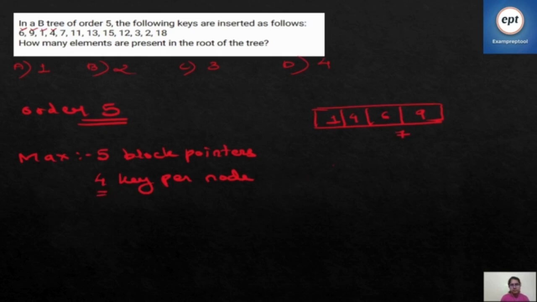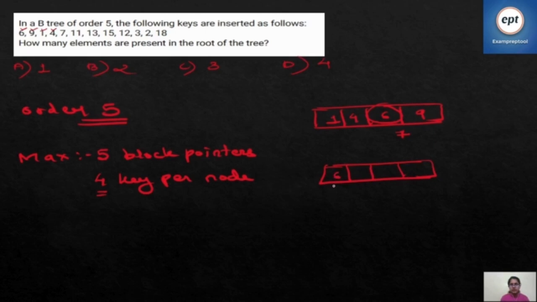So how will it split? In the root node, 6 will be the middle node, which is why it will be the root. So we will put 6 here, and again this will have 4 keys. So let's make the 4 blocks, 1 2 3 4. We have 4 blocks, and the root is 6.